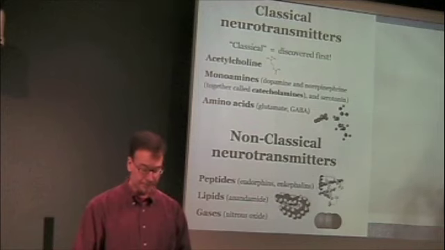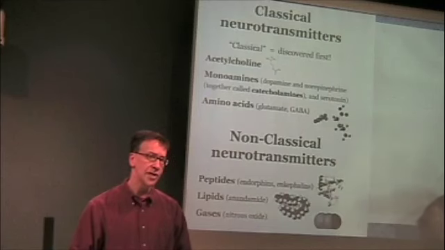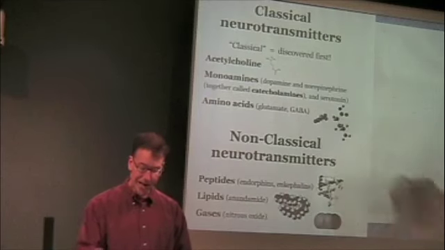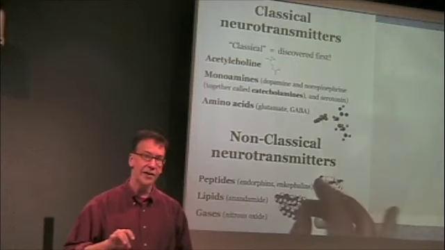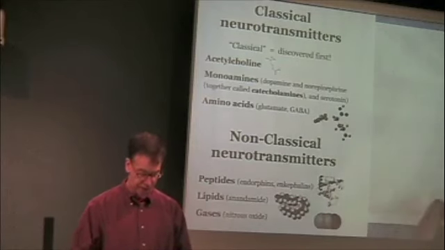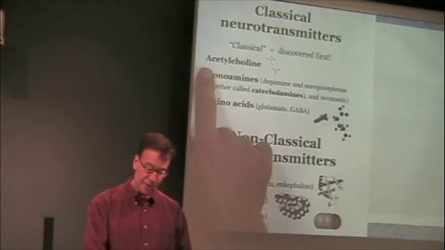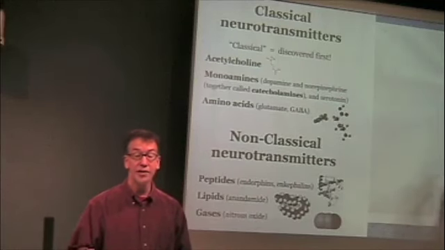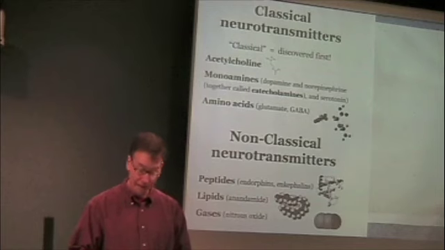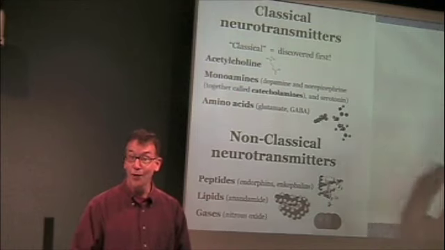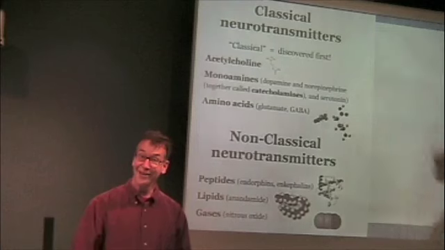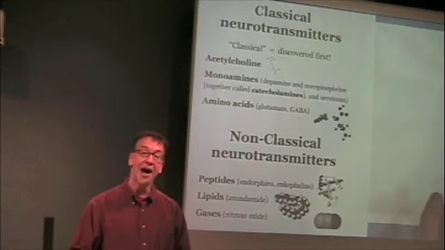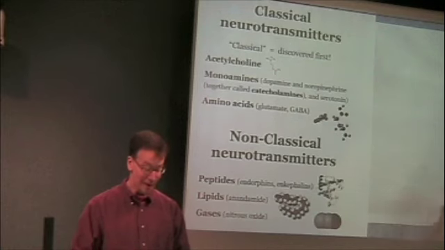But the difference between the classical and some of these others is that the classical were identified, examined, and researched first. So the classical neurotransmitters include acetylcholine. We'll talk about acetylcholine. Drugs that help to improve memory, for example, have targeted the acetylcholine system. But it turns out that the same drugs have also been used as pesticides and also as toxic nerve gases. So we'll talk a little bit about the acetylcholine system and what it's involved with.